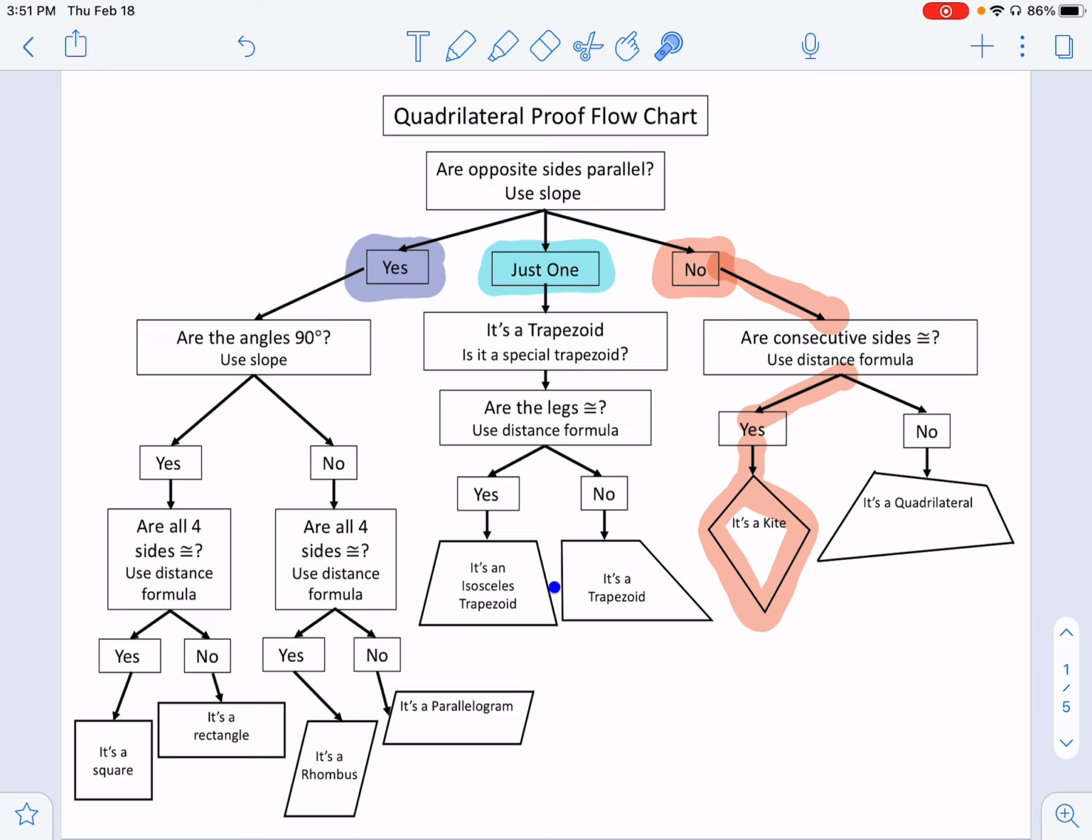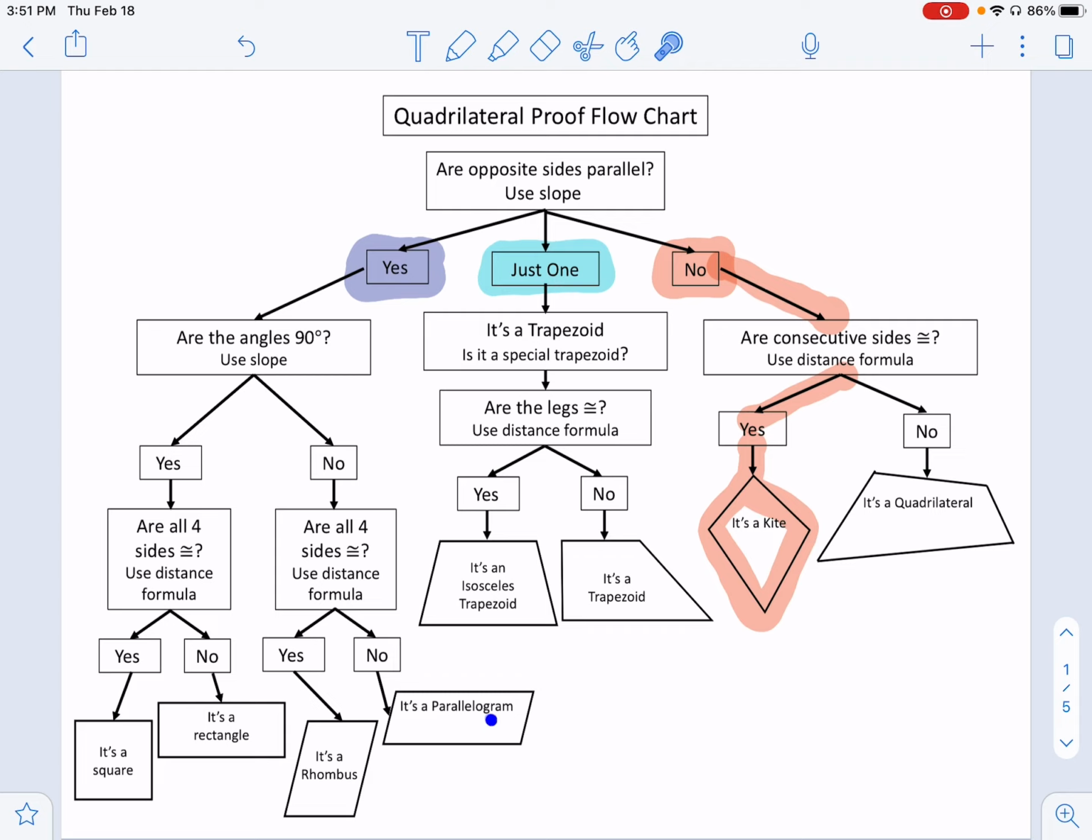And so for the trapezoids, we said a trapezoid, once again, only one side of it is parallel. Then we know it's a trapezoid. But the next thing we can do is just say, is it a special type of trapezoid? We determine that by saying, are the legs congruent? If the legs are congruent, then yes, it's an isosceles trapezoid. If the legs aren't congruent, it's just a normal trapezoid. But we'd have to work ourselves all the way down to the bottom here before we were done with our proof. For a parallelogram, it's a little bit more complex.